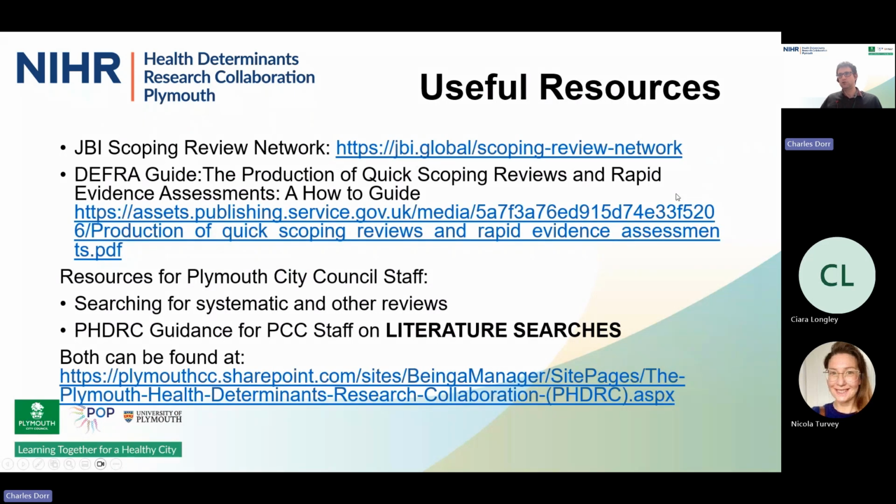There are some useful resources as well. The JBI have a scoping review network, and there are a lot of resources on the JBI website, so that's worth checking out. DEFRA produced, it's a little bit old now, but DEFRA produced a guide on quick scoping reviews and rapid evidence assessments, which could be beneficial.